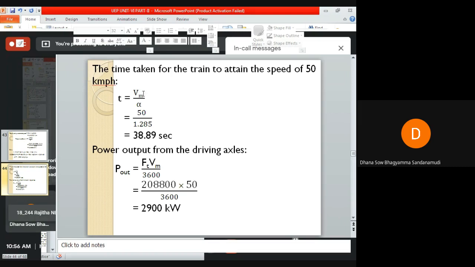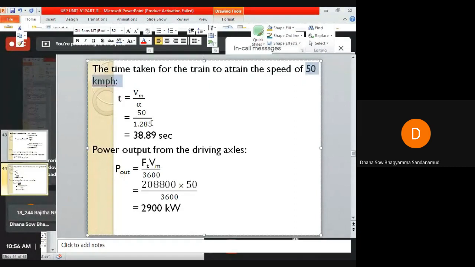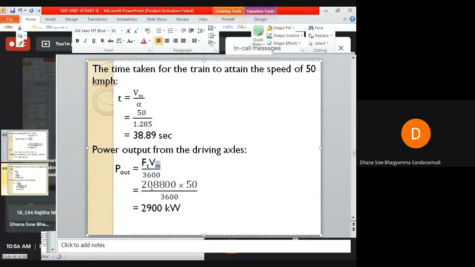Vm is what is asked here, 50 kilometers per hour. So 50 by alpha, which we have just calculated. Substitute that value here, 1.285. Simplify 50 by 1.285, you will get 38.89 seconds. The power output from the driving axle formula you already know: Ft into Vm by 3600. Tractive effort we have already calculated, Vm is already given in the problem, 50 kilometers per hour, by 3600. Just simplify it, you will get the power output.